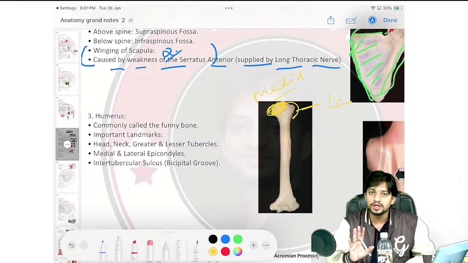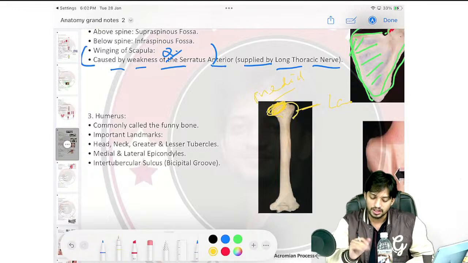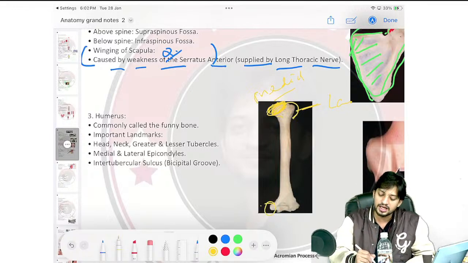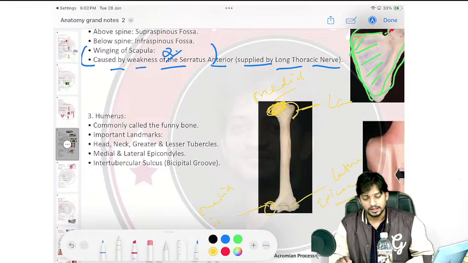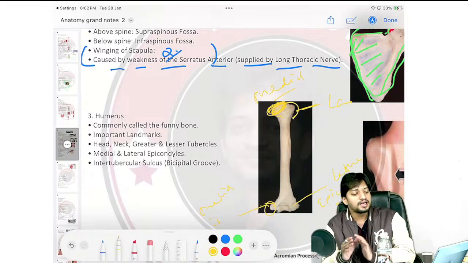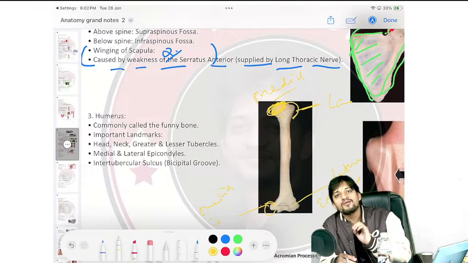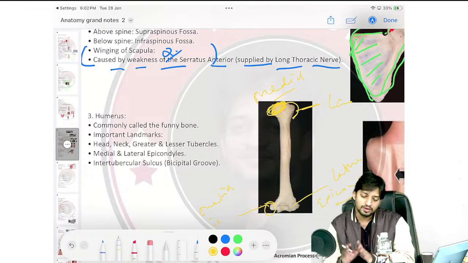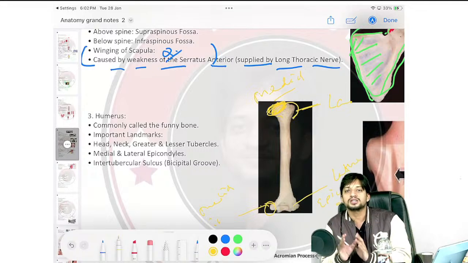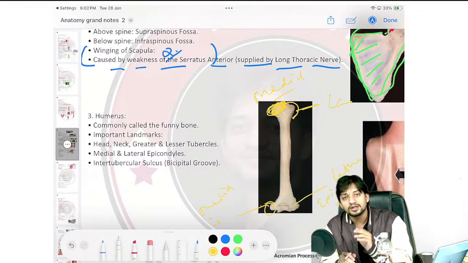Now it has two important epicondyles as well. On the medial side is the medial epicondyle, and on the lateral side is the lateral epicondyle. Done. Now in the medial and lateral epicondyle, you have different related structures. They are very important, and I will tell you where they are important.